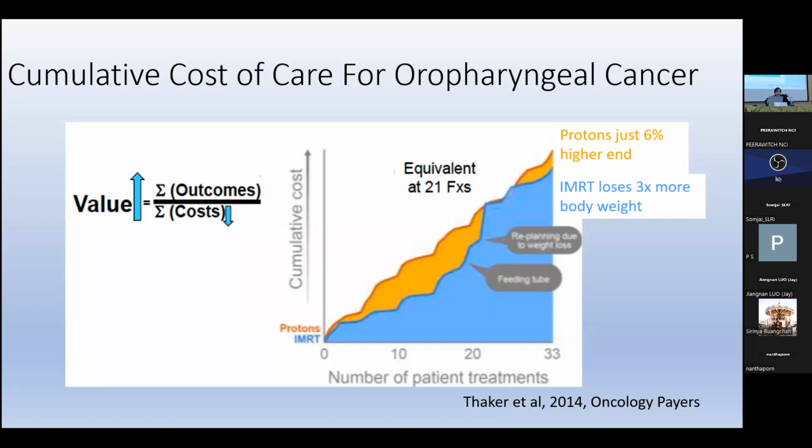And a lot of times as you're going through this therapy, partway through the patient needs to have feeding tubes put in, et cetera. And there's a lot of extra care associated with it. To cure them using radiation, they need all this extra care.